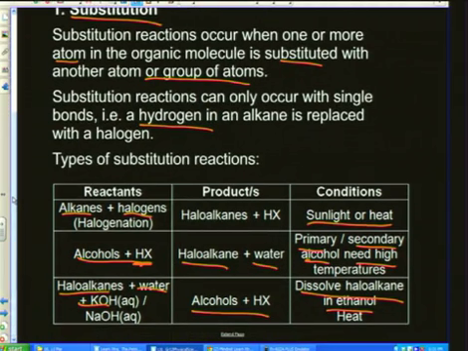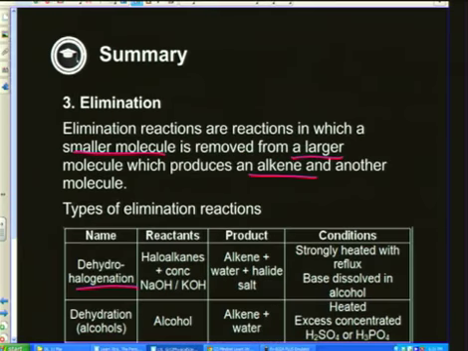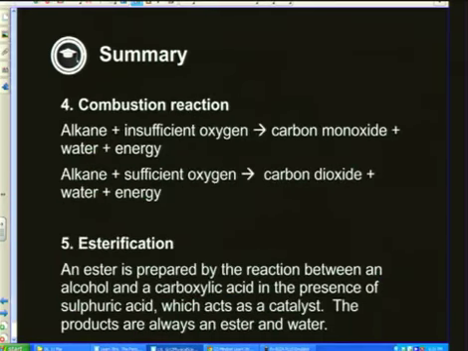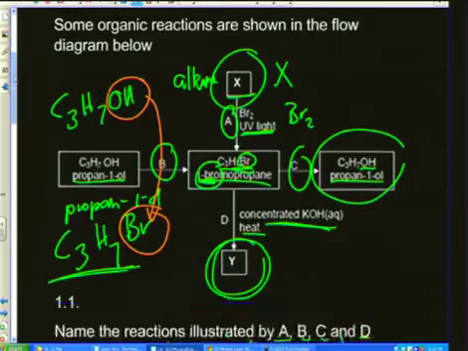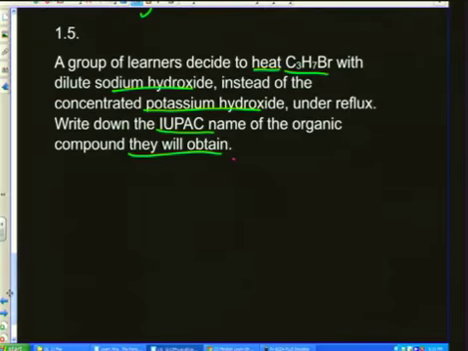So notice here the haloalkane plus water plus potassium hydroxide. We've got to dissolve it, we've got to heat it, and what we're going to form is the alcohol plus the HX. So let's apply that knowledge. It's a different reaction using different products. But we're going to form the IUPAC with the alcohol.